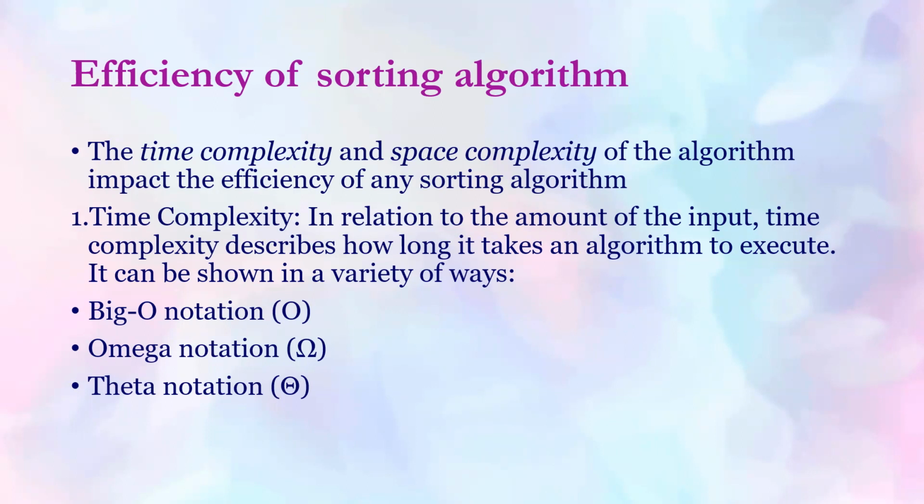There are three important notations which you can use to show the time complexity. One is called the big O notation, then omega, and then theta. As you must have already learned, each of these algorithms is represented in terms of its complexity with respect to time in this manner.